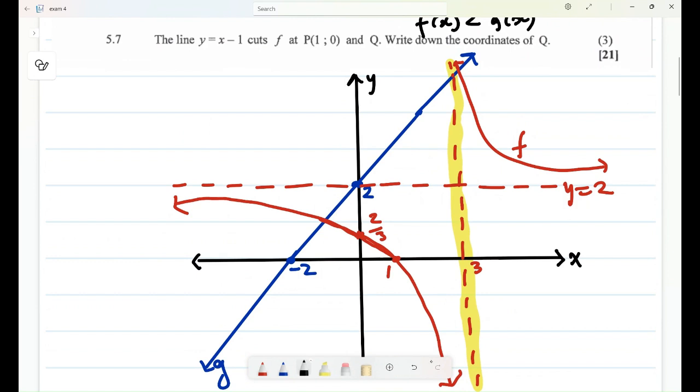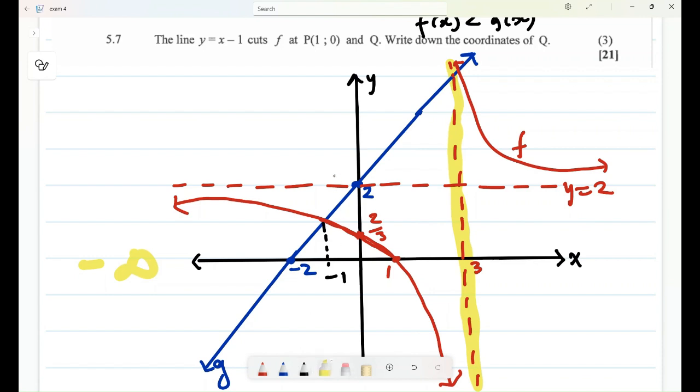Let's check from negative infinity to negative 1. This is negative 1, right? We all agree that from negative infinity to negative 1, the graph of f is above, and that is not what we want. We want where the graph of f is below g. But in this case, it is above g. So we ignore from negative infinity to negative 1.